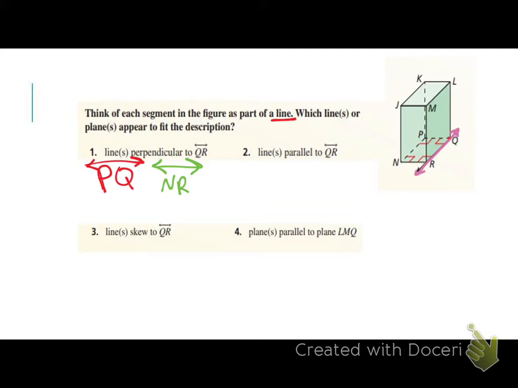All right, now we want the lines that are parallel to QR. We got, which one? NP. And then what is another? LM. Are there any others?